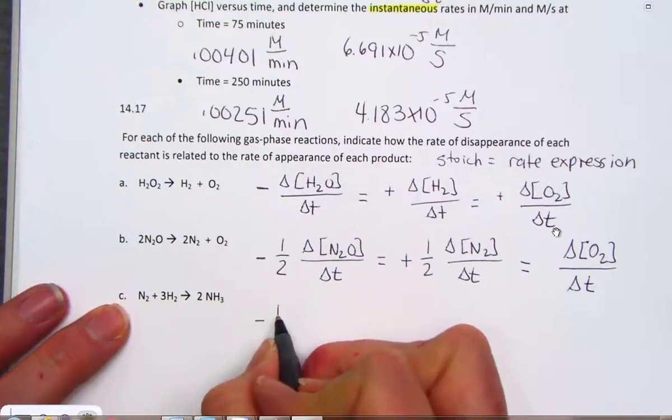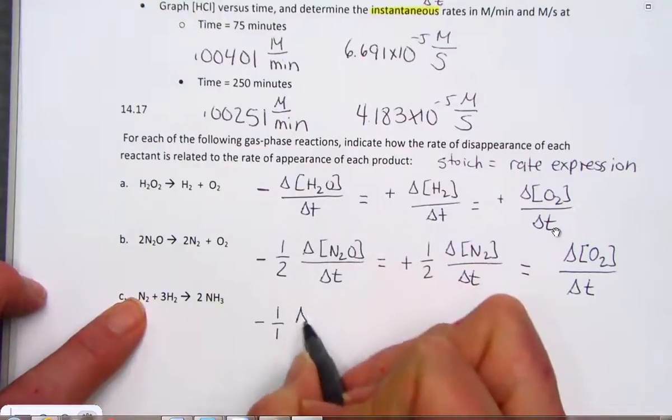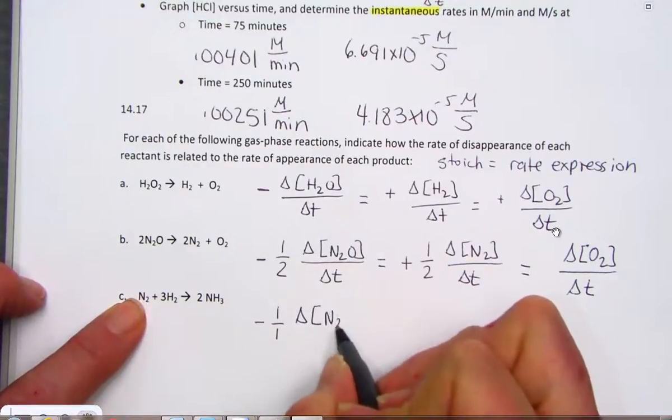The disappearance of nitrogen, this 1 over 1 is just telling us it's a coefficient, not mandatory. Sometimes I find myself doing it out of habit.